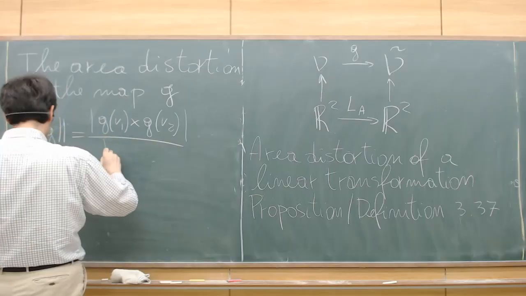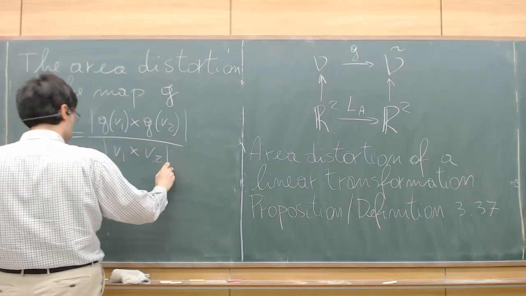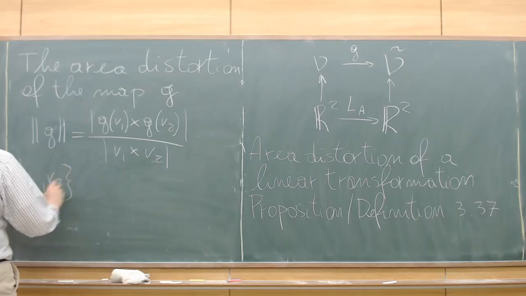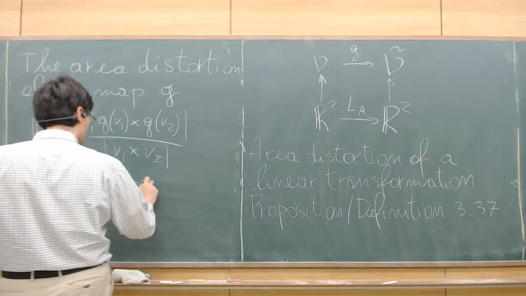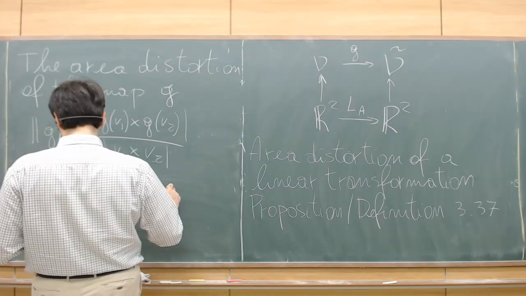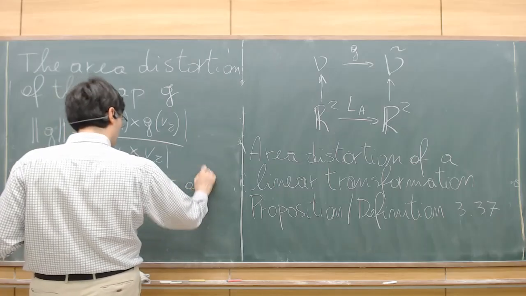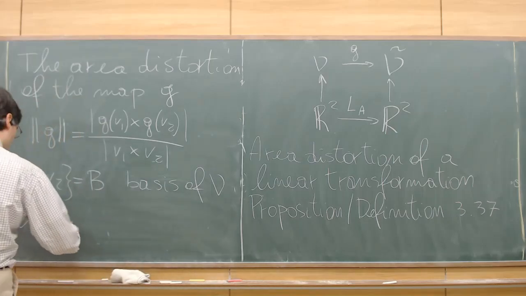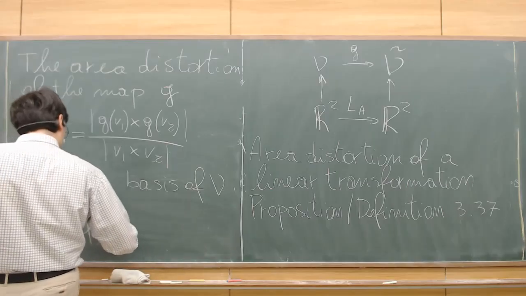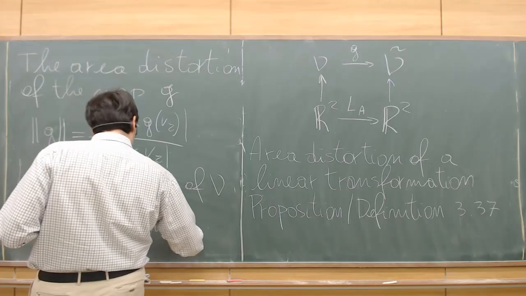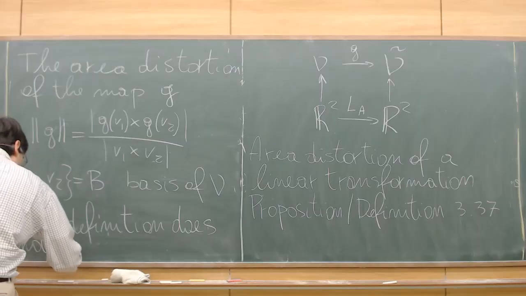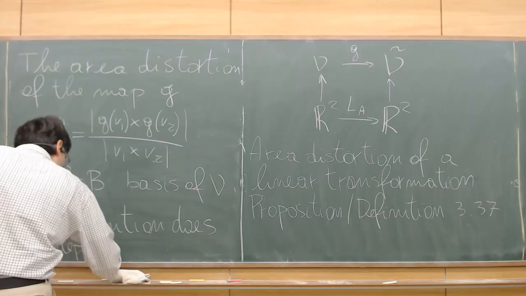divided by the length of V1 cross product V2, where B equal V1, V2 is a basis of nu, and this definition does not depend on the choice of B.